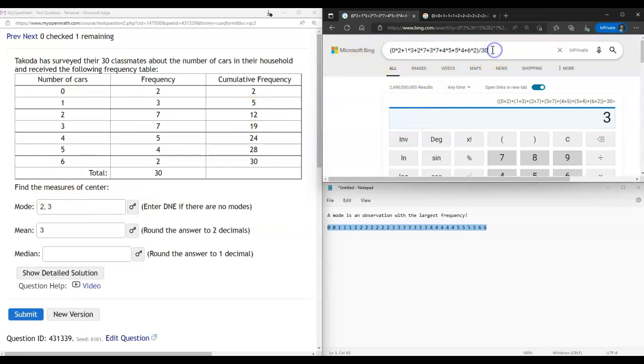So if you do get it, then good for you. If you don't get it, then just write them all out. But anyway, the average is 3.